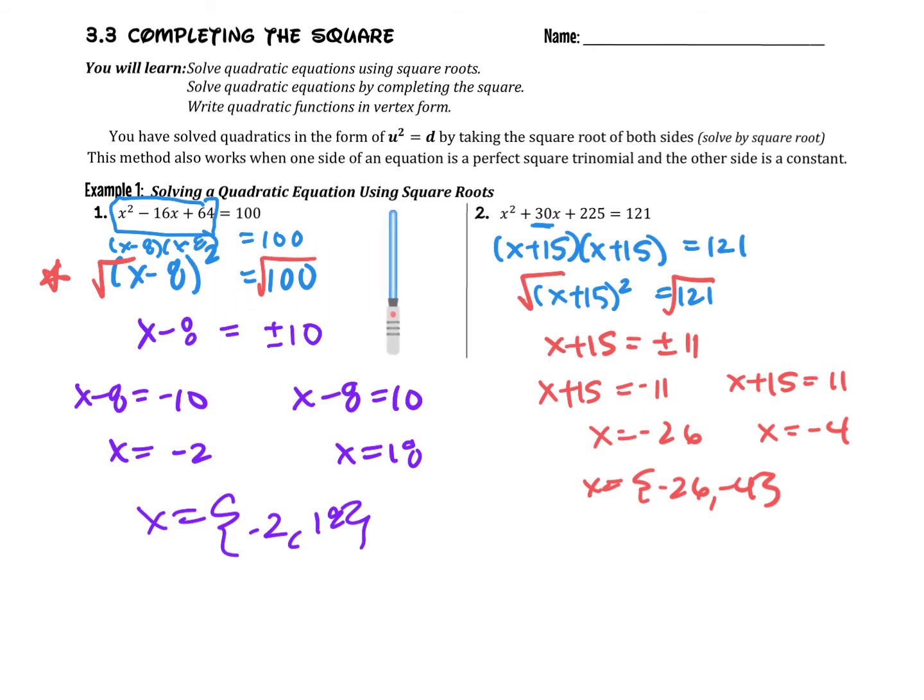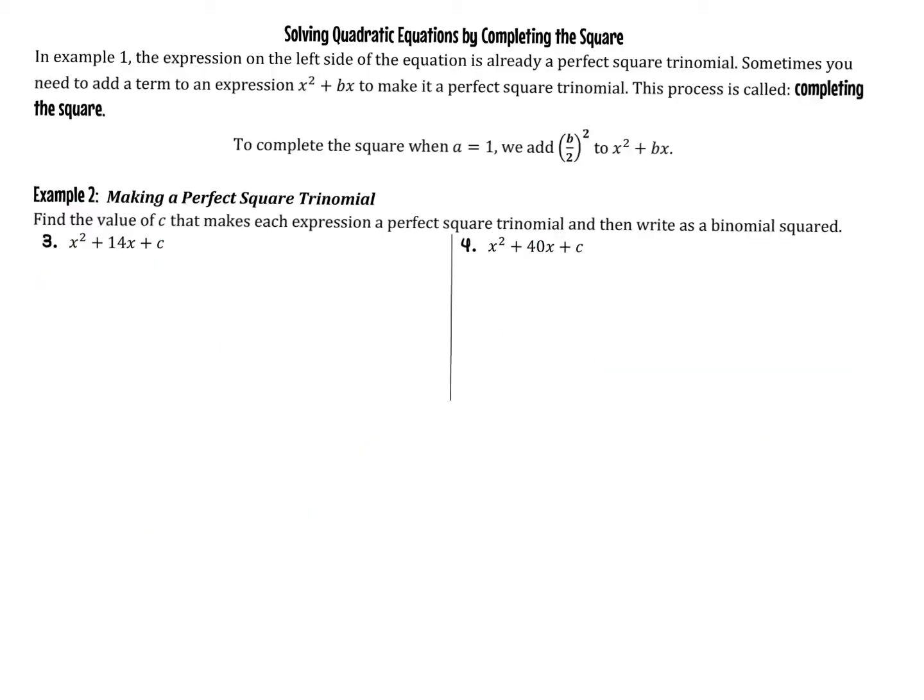Now, both of these problems worked out really nicely because they were perfect square trinomials on the left-hand side. But what happens if they're not perfect square trinomials on the left-hand side? Is there a way that we could manipulate what we have on one side of the equation in order to be able to factor it so that we can use this method? That's what we're going to be exploring in our next few examples.